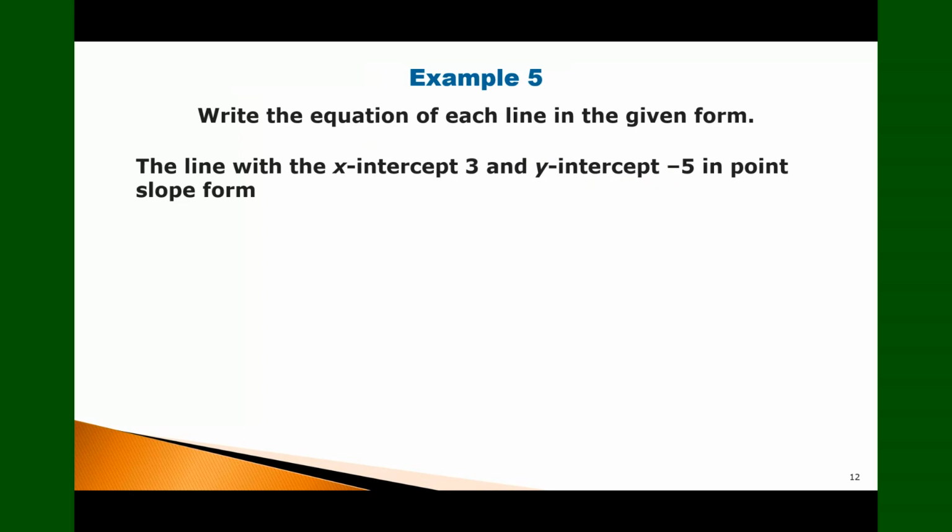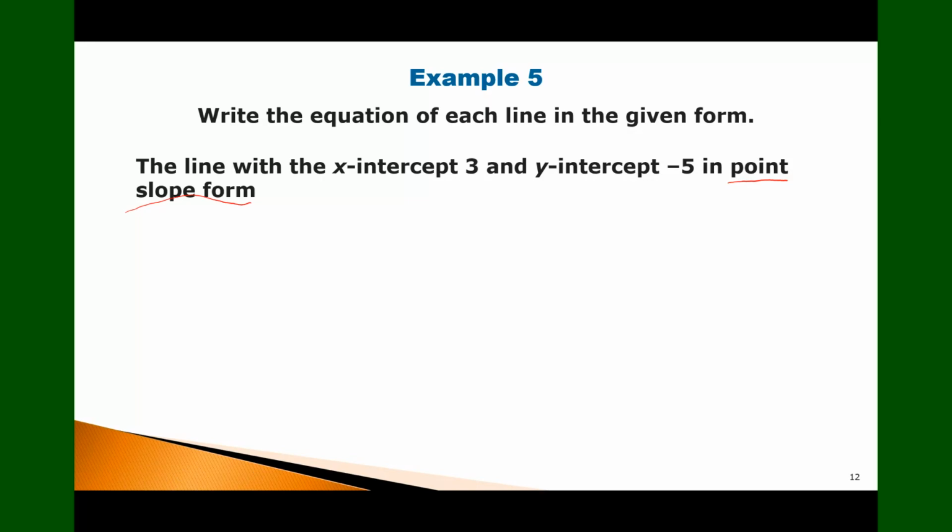All right, I have one more for you that's going to be solving. And so this one I want to find in point slope form. So again, we're going to leave it in that point slope form. That was a really bad straight line. Sorry about that. But I'm going to give you the x and the y intercepts.